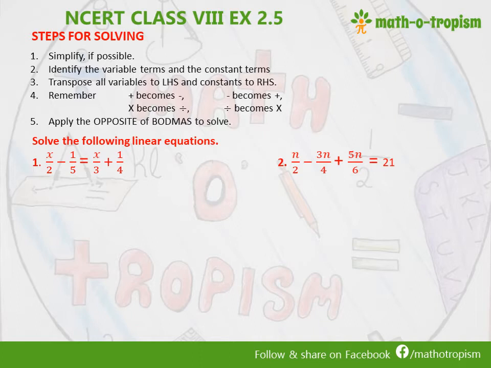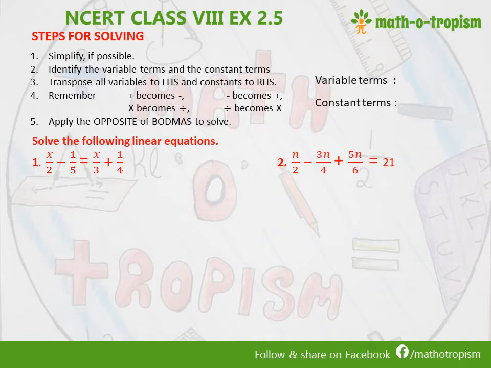They have given x by 2 minus 1 by 5 is equal to x by 3 plus 1 by 4. So here there is no need to simplify because we have all the terms separately. There are no brackets and multiplication here. So we will start with the second step of identifying the variable terms and the constant terms.